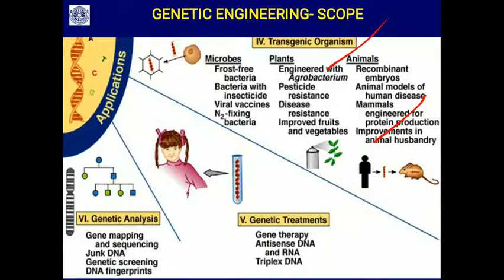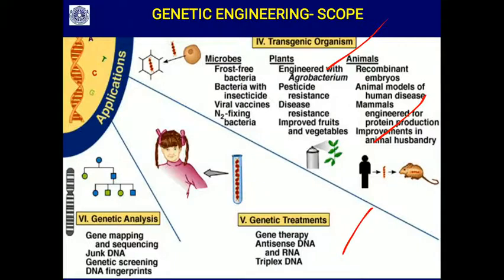Then genetic analysis, we can map the gene. There is the human genome project, and we have analyzed the genetic text of the human, likewise Drosophila, rice and all the other plants, those are useful. Then sequencing junk DNA, we have identified the importance of junk DNA or non-coding DNA. Then genetic screening for hereditary diseases, DNA fingerprinting, the importance of DNA fingerprinting, you are going to study also.